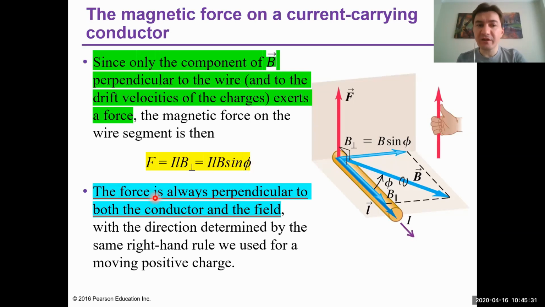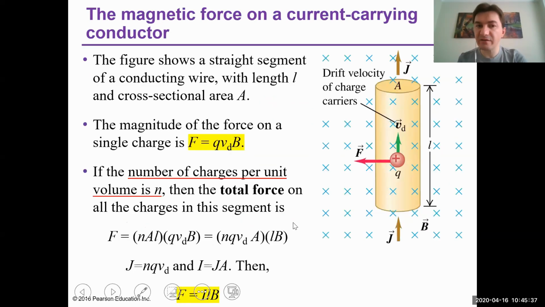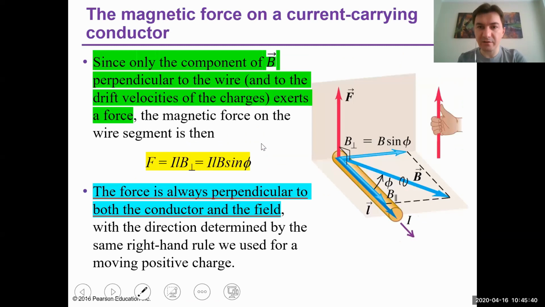The force is also always perpendicular to both the conductor and the field. We have already discussed this because it is a vector product. This is the direction of the current, this is the direction of the magnetic field, and by applying the right-hand rule from L to B, you will get this direction of the magnetic force.